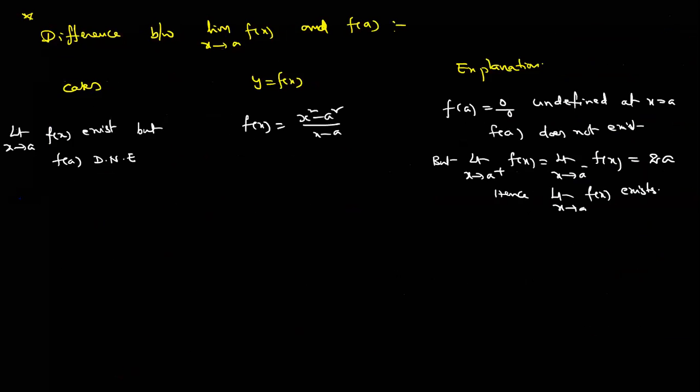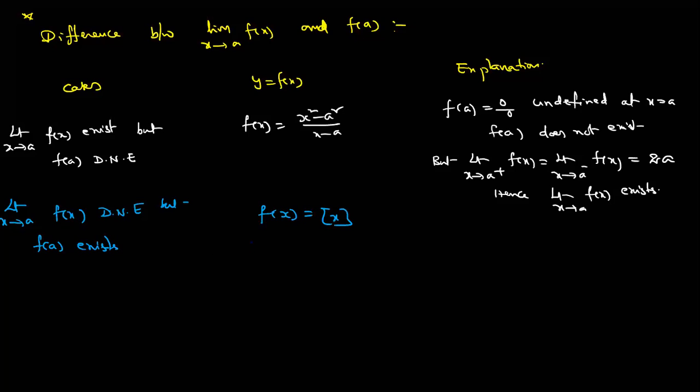Fine. Second example I'm taking, see carefully. Limit x tends to a, f of x does not exist this time, but f of a exists. What is the best example? Let us see. Dear students, let f of x be equal to the integral part of x, I'm taking. What is the reason? See carefully.